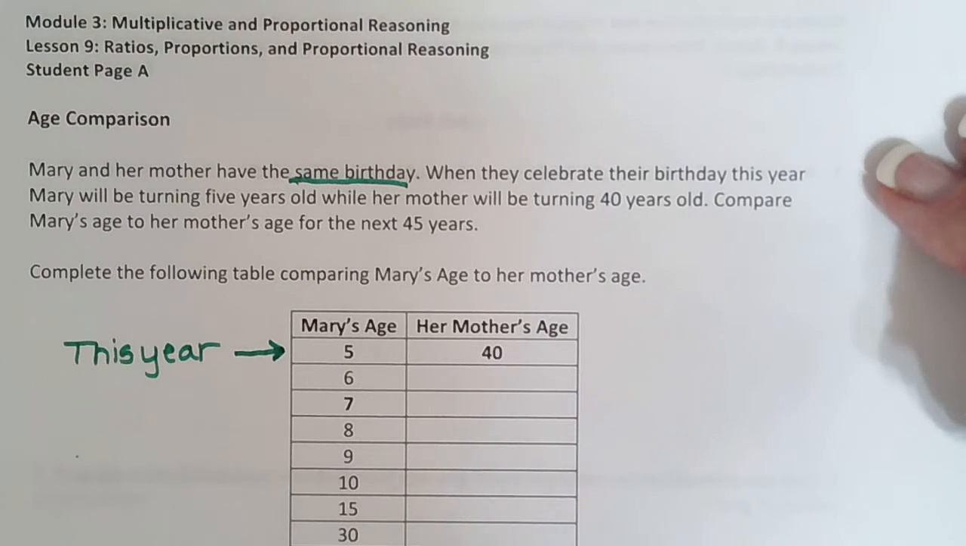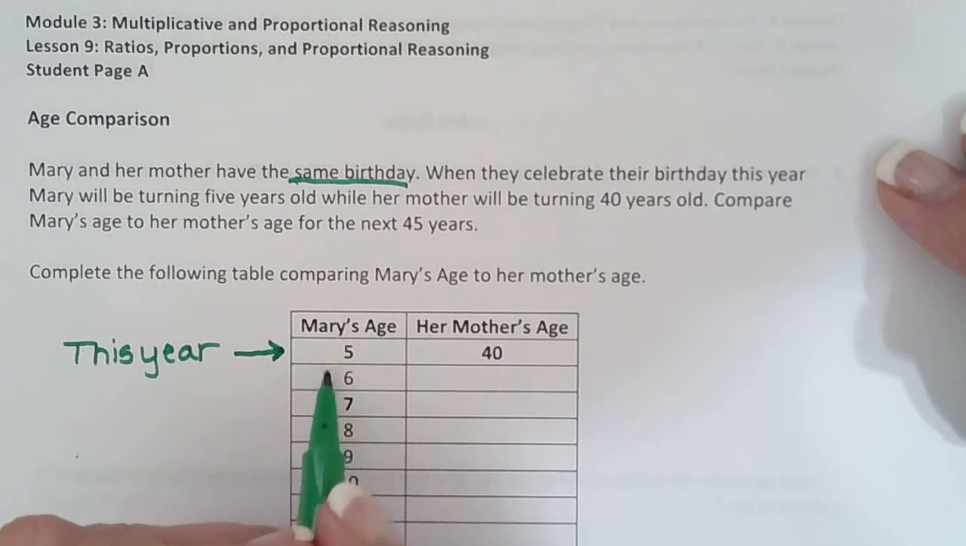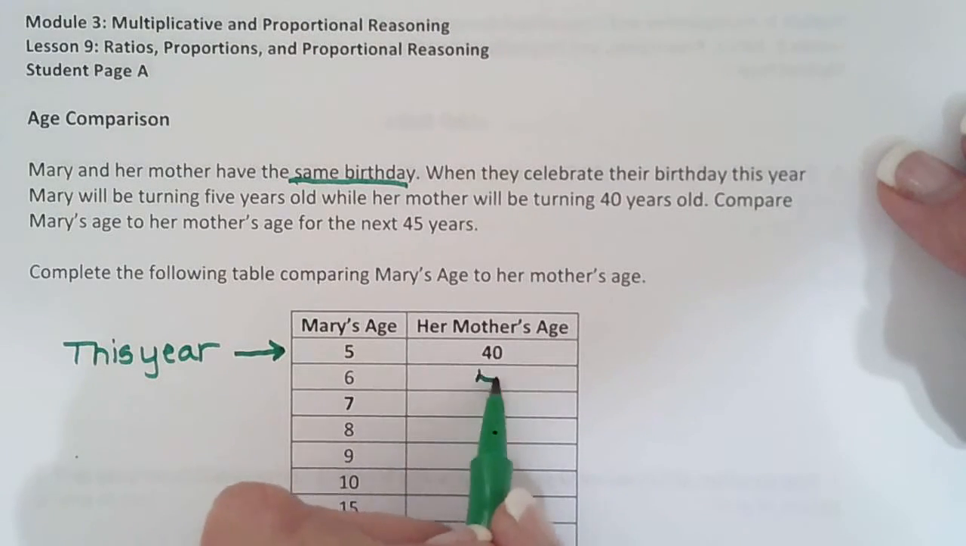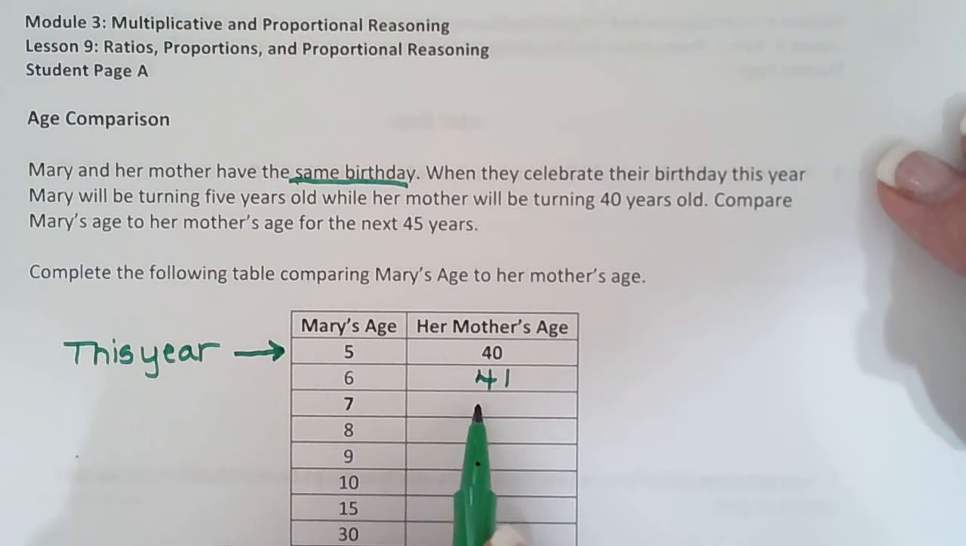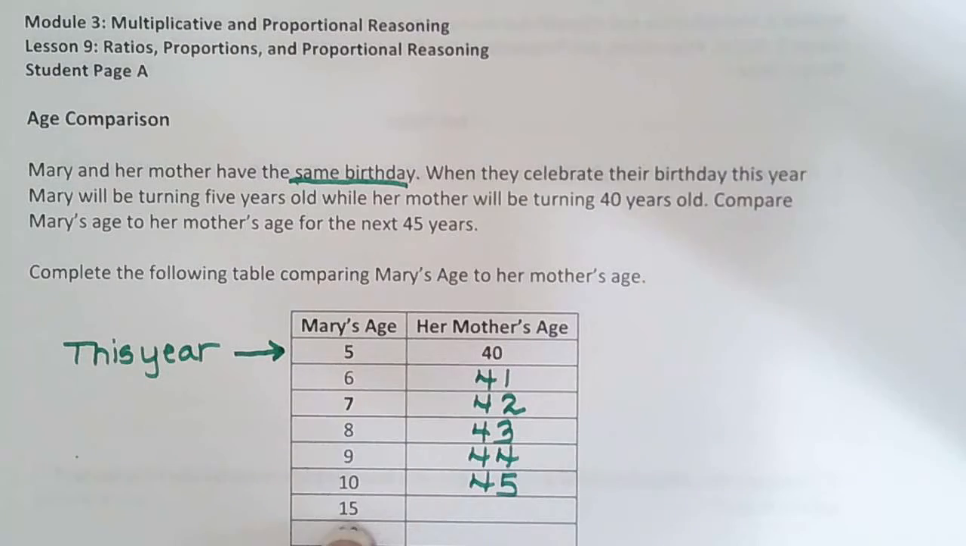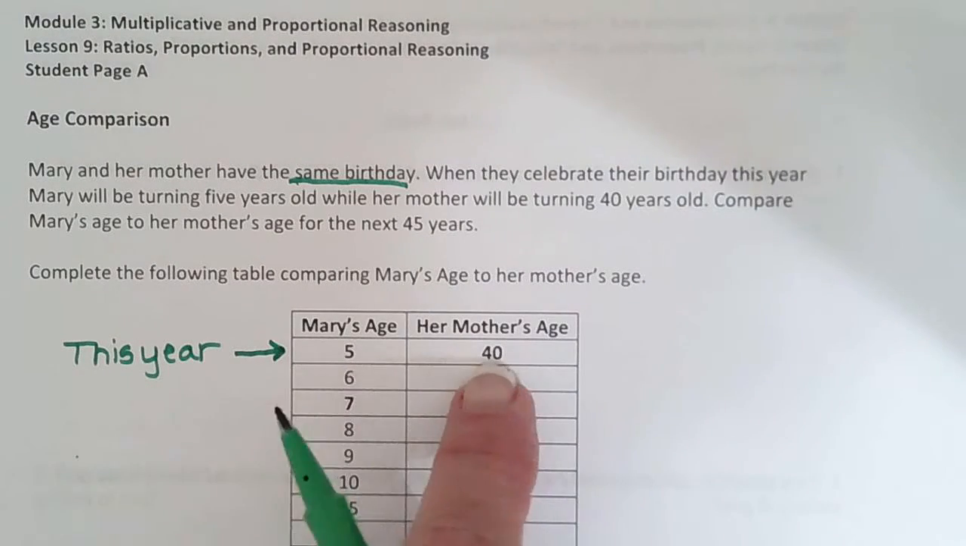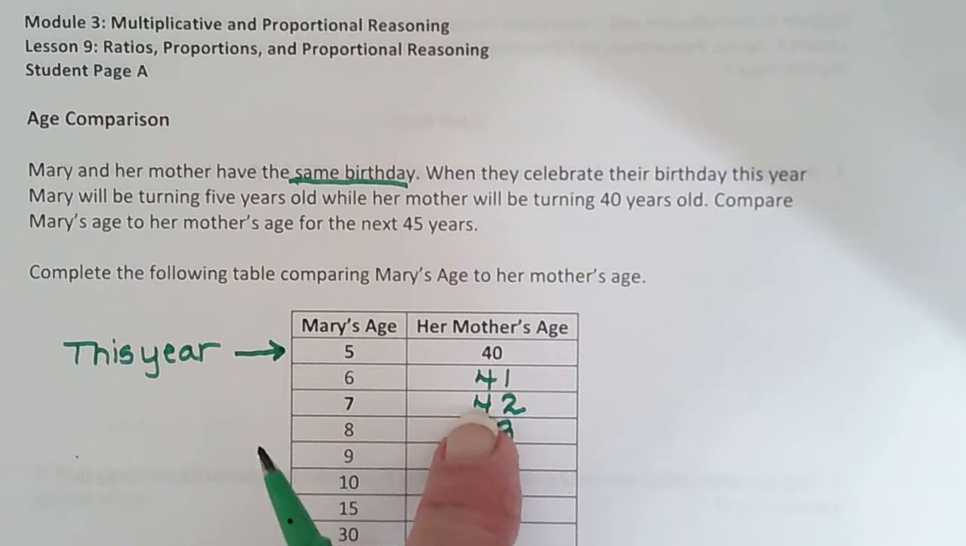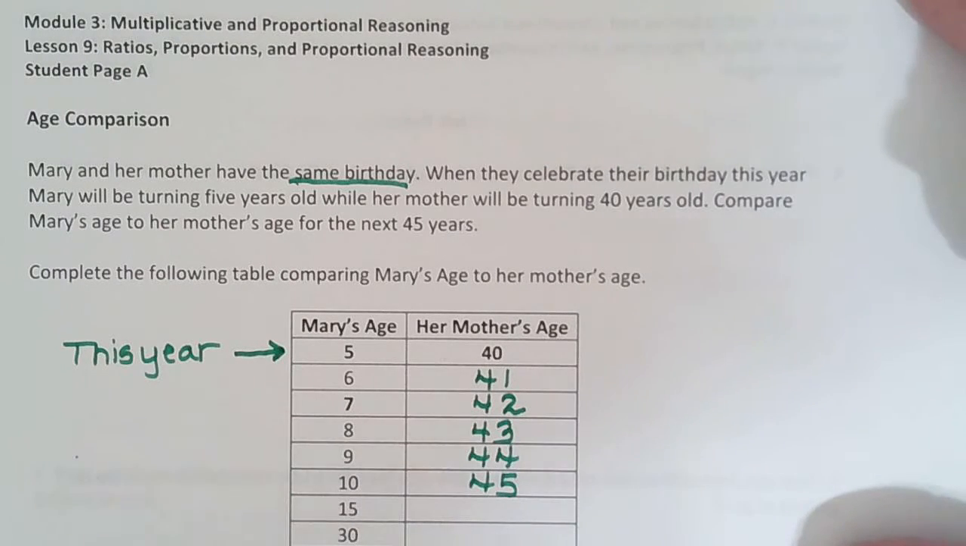Compare Mary's age to her mother's age for the next 45 years. Complete the following table. So here we're going to add one, so we need to add one here. Here we're going to add another one, so we need to add another one. And here we're going to add one, add one, add one, add one, add one. And you can see that her mom's 35 years older, so you could also do 5 plus 35, 6 plus 35, 7 plus 35.